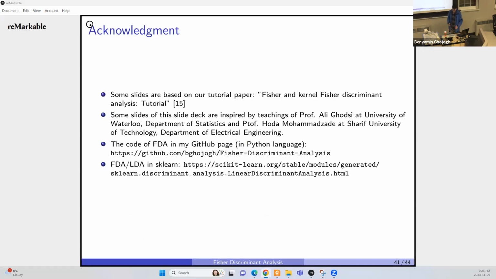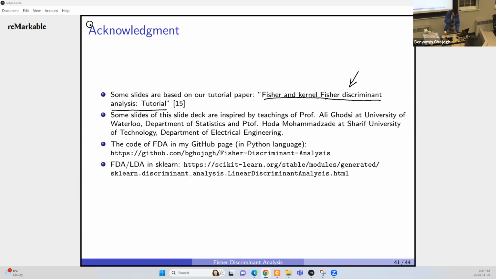So where were we? Acknowledgement. Some slides of this slide deck are based on our tutorial paper, Fisher and kernel Fisher discriminant analysis tutorial. After we published this in arXiv, some people implemented that kernel FDA based on our tutorial paper, and that GitHub page became very famous. So yeah, they used the explanation that I just told you.